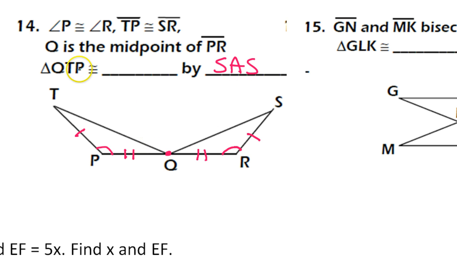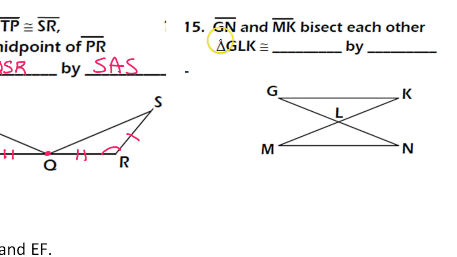Okay, let's make the congruence statement. Well, Q will be matching for both triangles, so I'm going to go ahead and put Q first, but T is corresponding to S, so S comes next, and then P is corresponding to R, so R comes third. So that's number 14. Okay, number 15, GN and MK bisect each other.